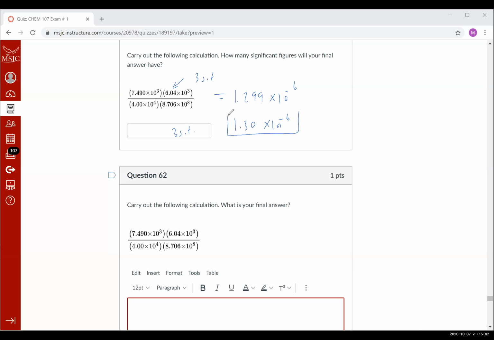Does this make sense? Any questions on this?